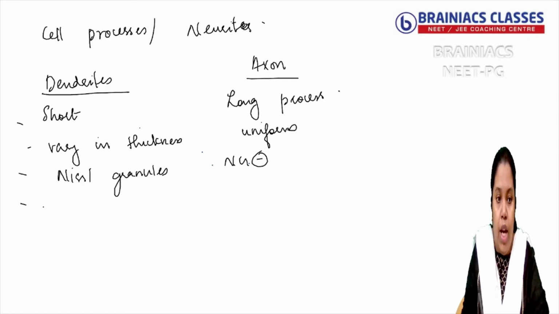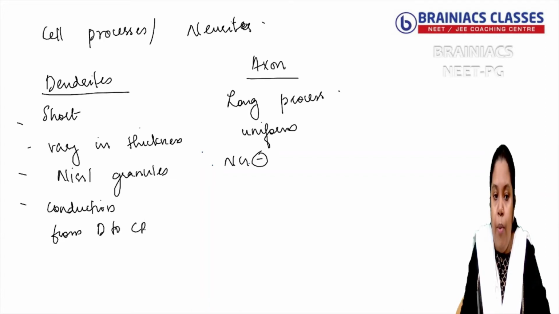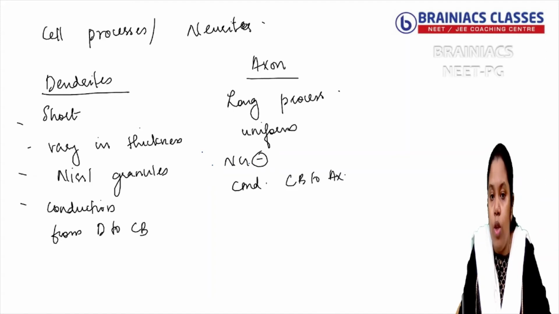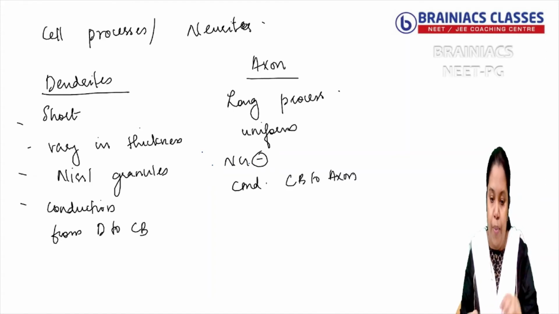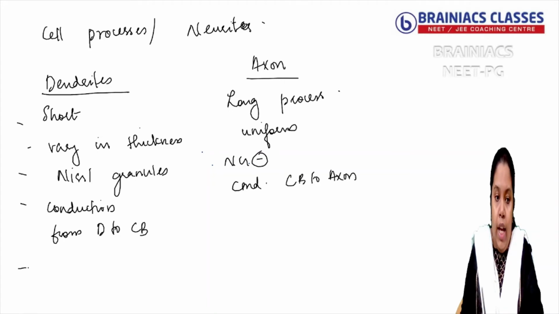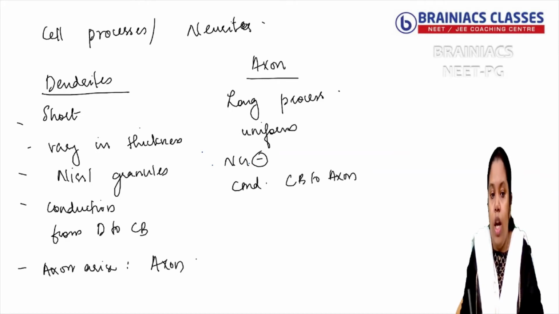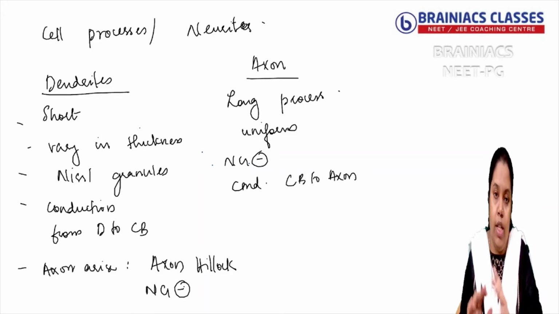Then the conduction is from dendrite to cell body, and then from cell body to axon. That is the direction of conduction. Now there is an area from where the axon arises. That area is called the axon hillock. Cell granules are absent in this area.